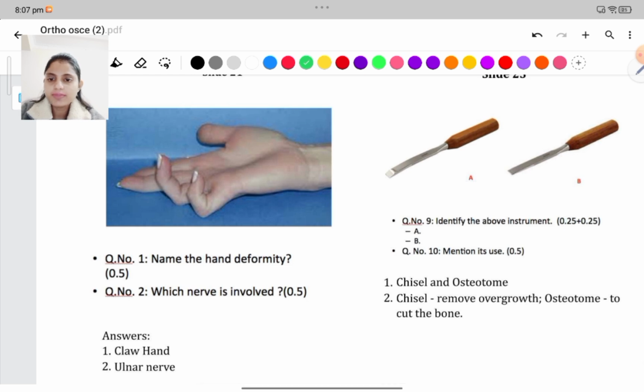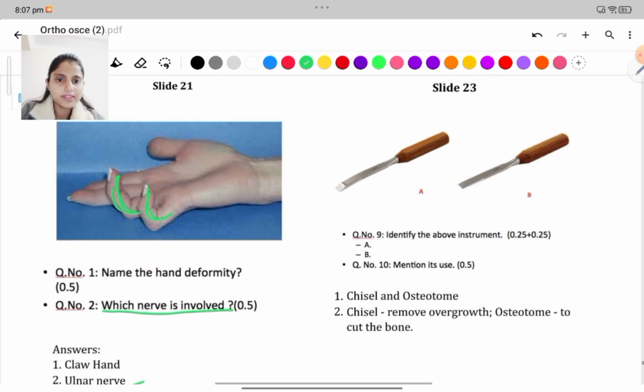Name the hand deformity. Here we can see the claw hand. This is only the partial claw hand. So the nerve involved is the ulnar nerve. In complete claw hand, the median nerve is also involved. So in complete claw hand, the ulnar nerve and the median nerve are involved.